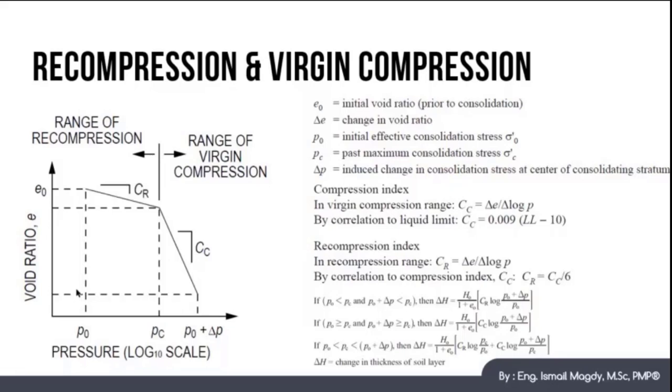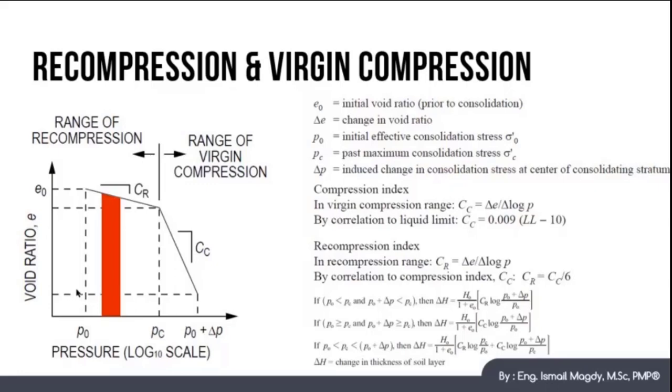There are three different cases to calculate the delta H. First case would be if the past maximum pressure is higher than both the initial pressure and also the final pressure. In this case, all of the range of pressure will be here, which is inside the zone of recompression, and the delta H value will be calculated from the following equation, which is delta H equals H naught over 1 plus e naught multiplied by Cr log of P naught plus delta P over P naught.